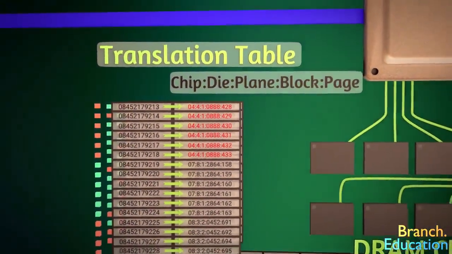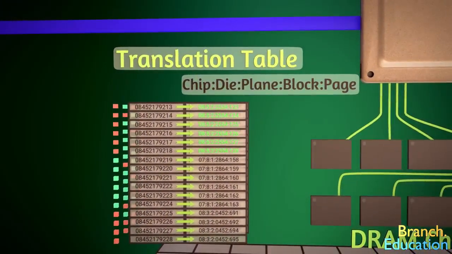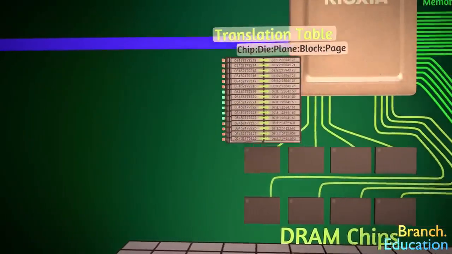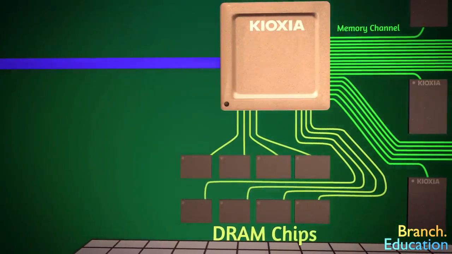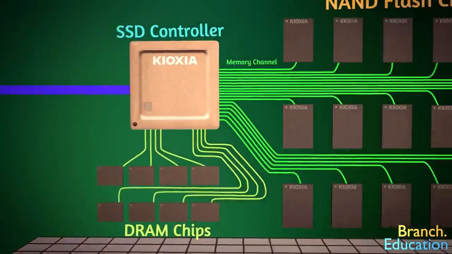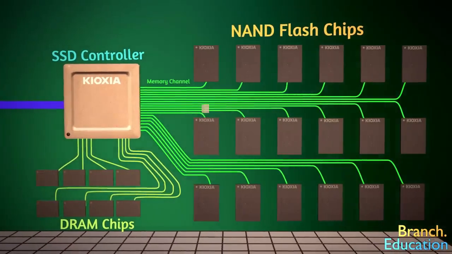Furthermore, the translation table, or lookup table, is continuously being updated. When it's in continuous use, it can be found in the working memory, or DRAM chips, of the solid-state drive, and when it's not in use, it's saved to the 3D NAND flash chips.